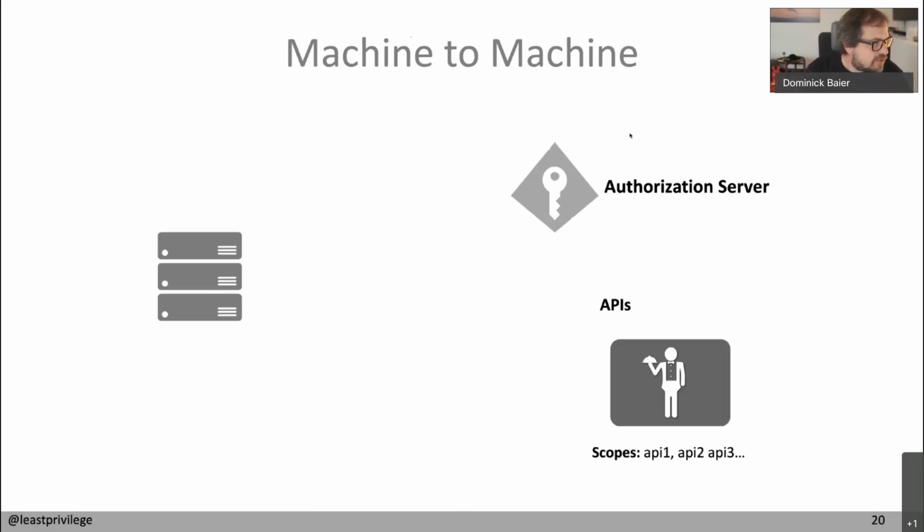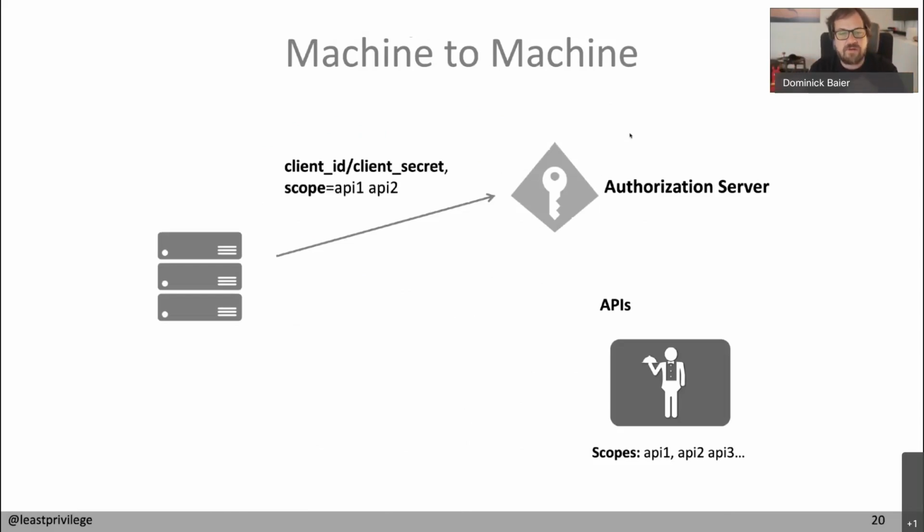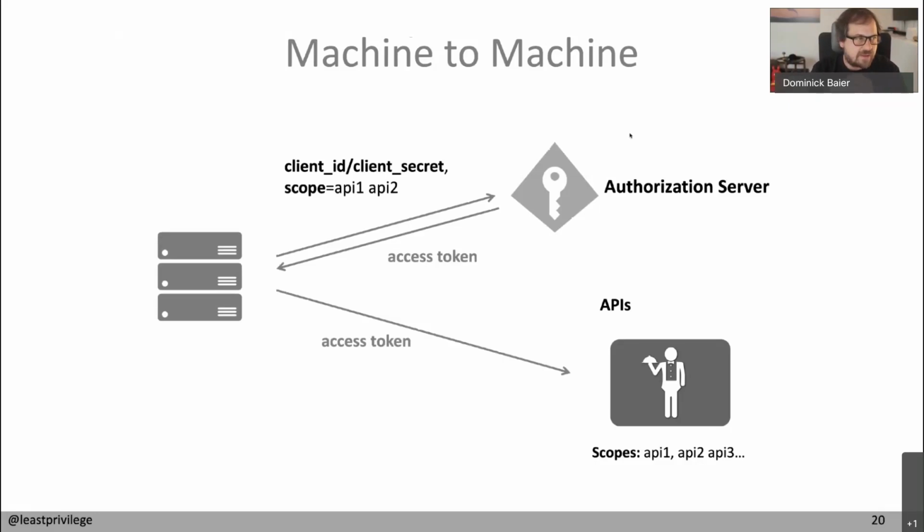So, machine-to-machine, basically, it's pretty simple. You have the client, you have resources or APIs, and you have the authorization server. The authorization server knows about all the clients, about all the APIs. It knows about which client is allowed to access which API. So the client goes to the authorization server, authenticates with the authorization server, says, hey, give me a token for API 1 or API 2. And if that is allowed, the authorization server returns an access token back to the client, and then the client will use that access token to contact the APIs.